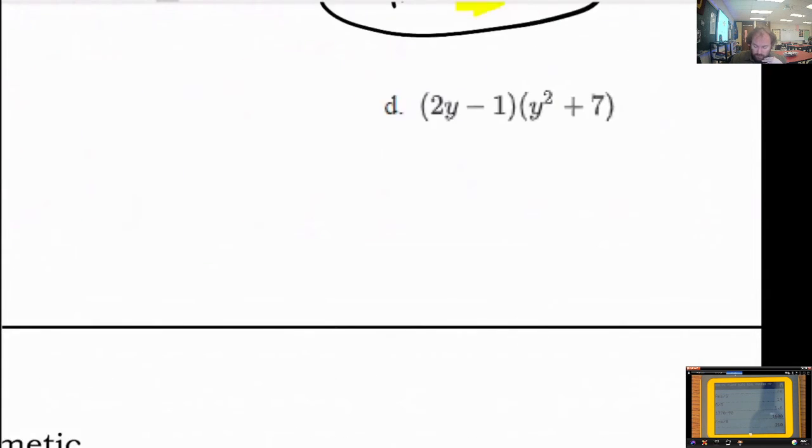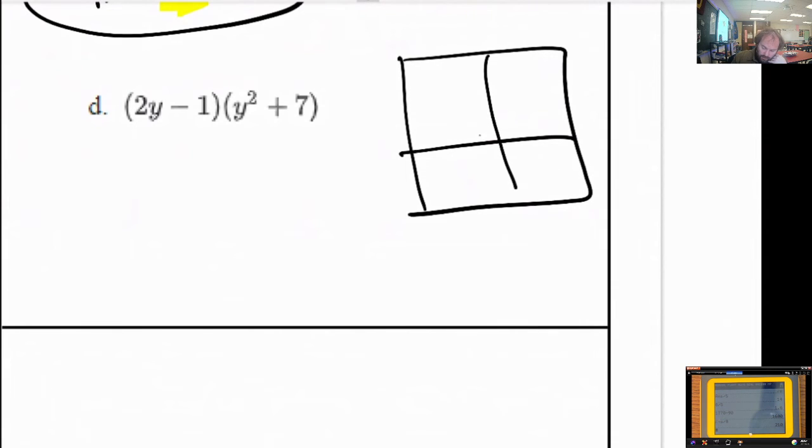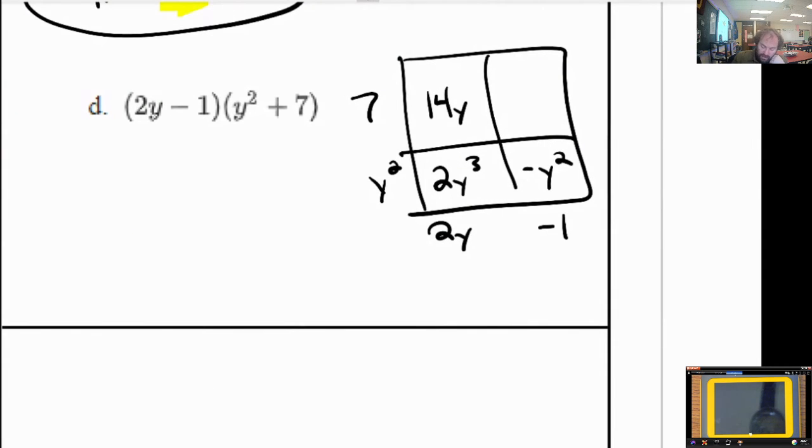And then question D, which is right here. Again, I think this is a good one to do a rectangle for. You get 2y minus 1, y squared plus 7. So you got 2y to the third in that bottom left slot. 2y times 7 is 14y on the top left. Negative y squared in the bottom right, and negative 7 there.